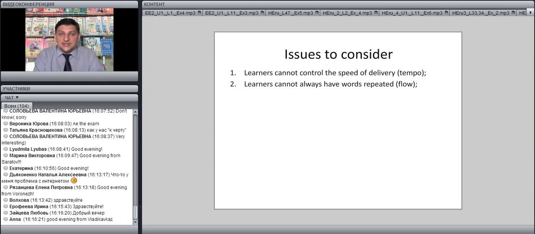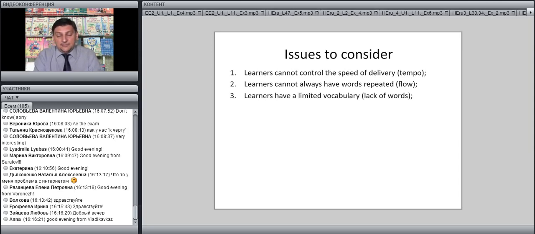If you are attending a public lecture, you will not be able to stop the speaker and say, "Oh, excuse me, could you repeat what you were just saying? I didn't quite catch that." This would be impossible. Or in some other formal settings, you cannot always have words repeated either. That's why, unless you can understand them, you will have problems listening to them.